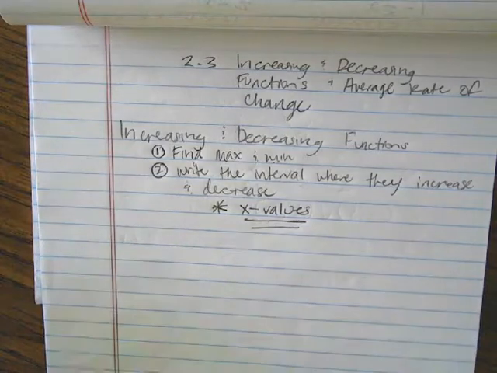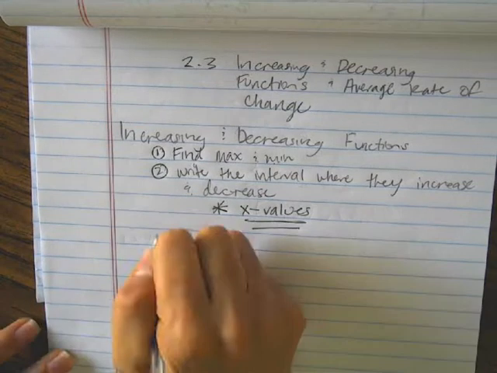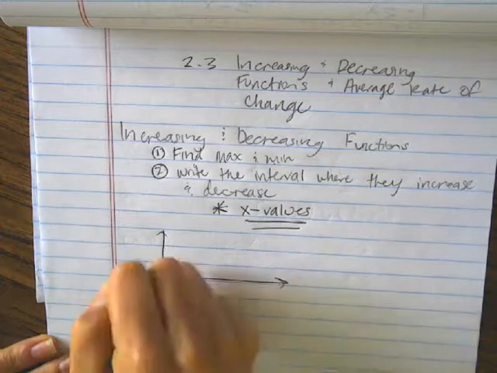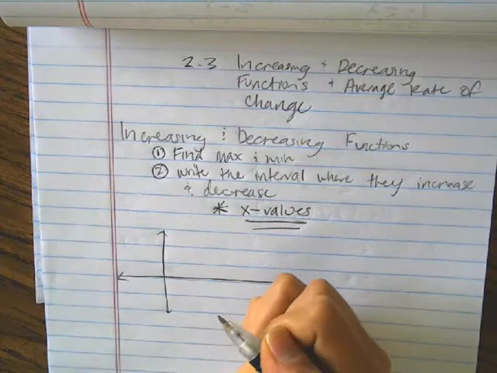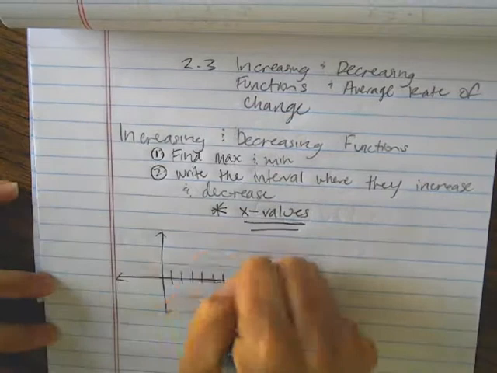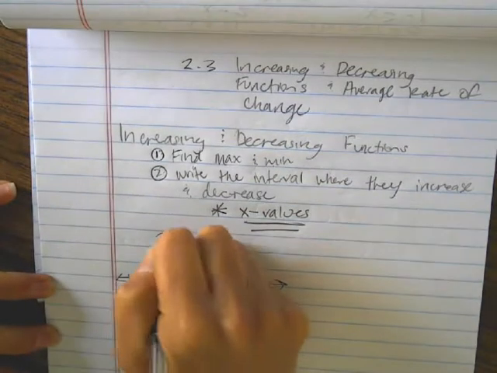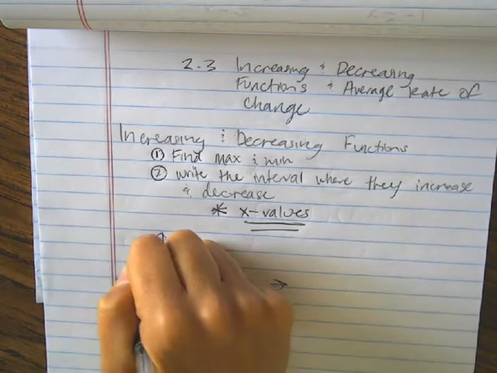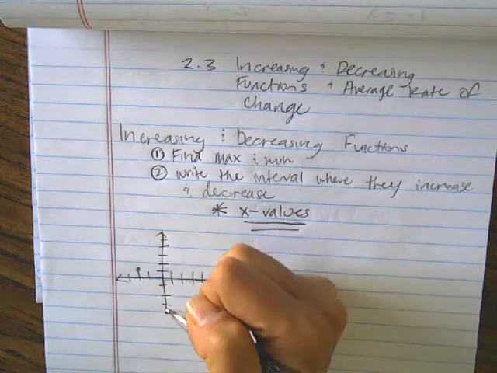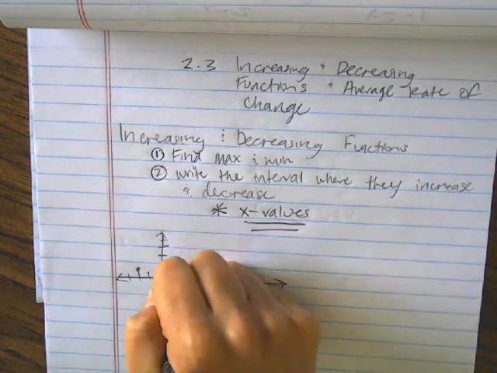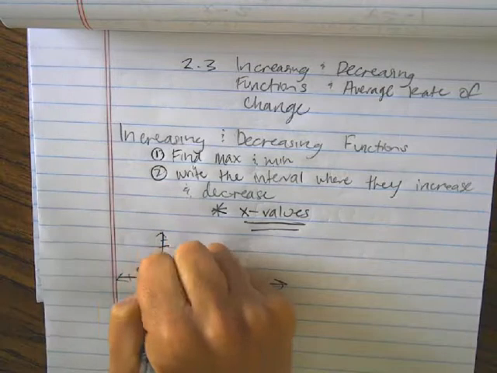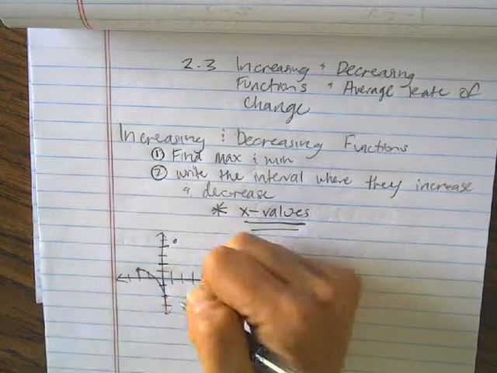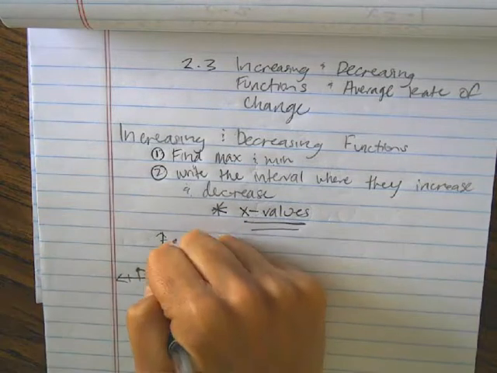So let's say that we had a function that looked like this. This is looking at a graph. Your graph went from here and then down to here, so like this, up to here, and then out to here, so like this.